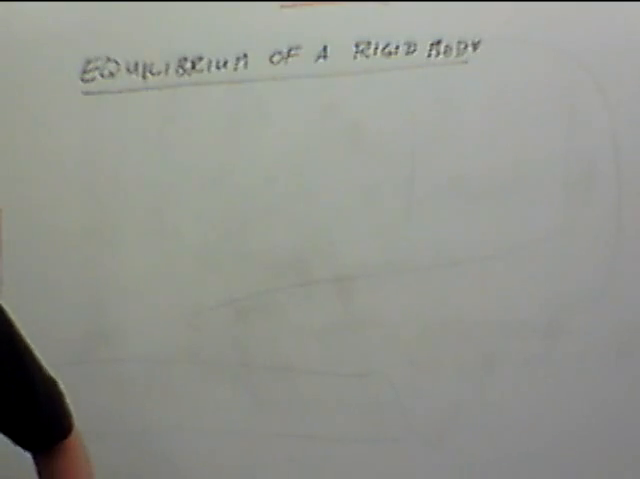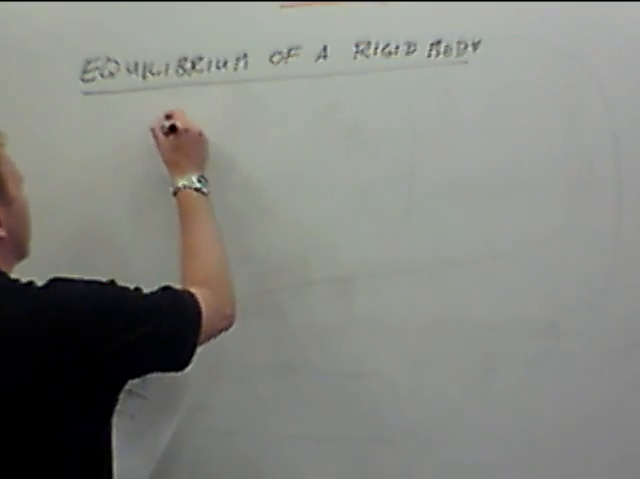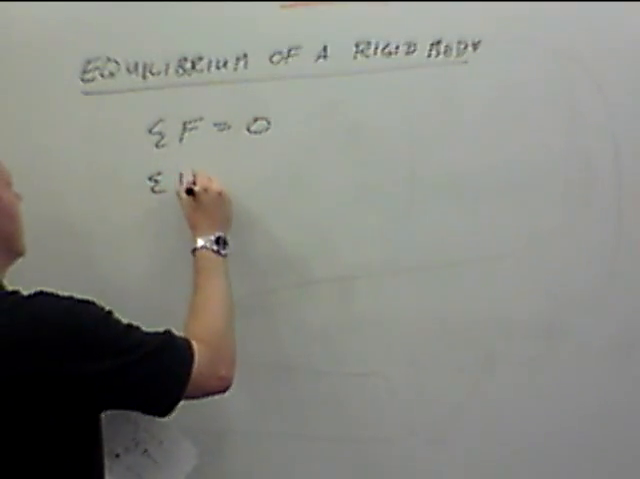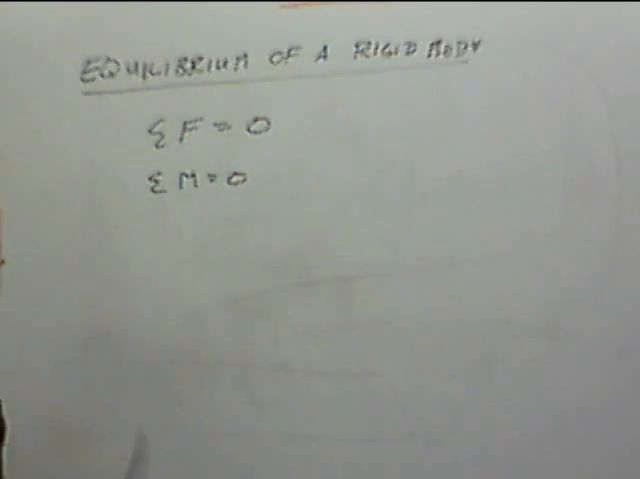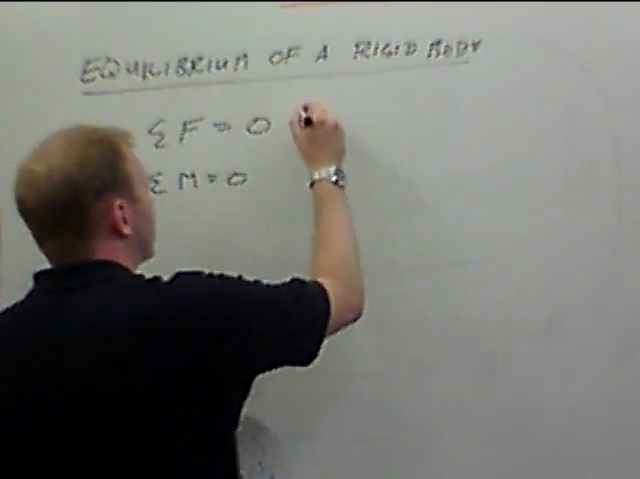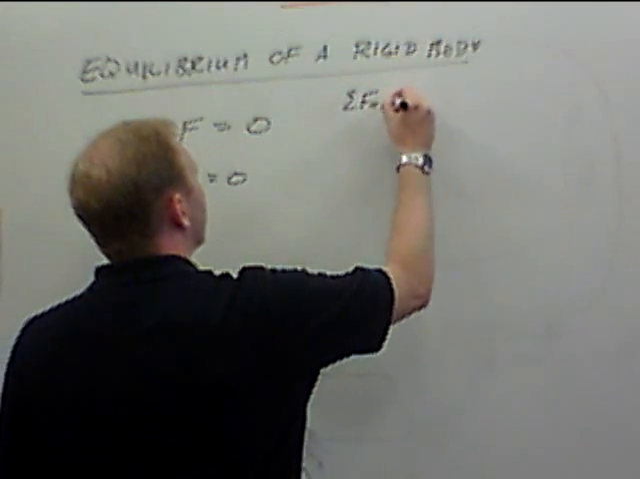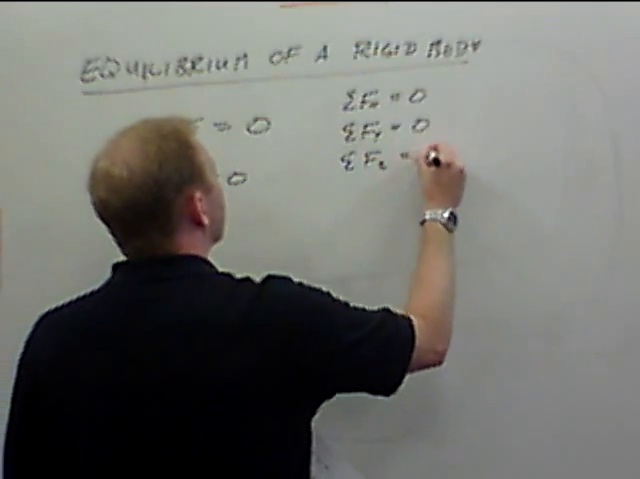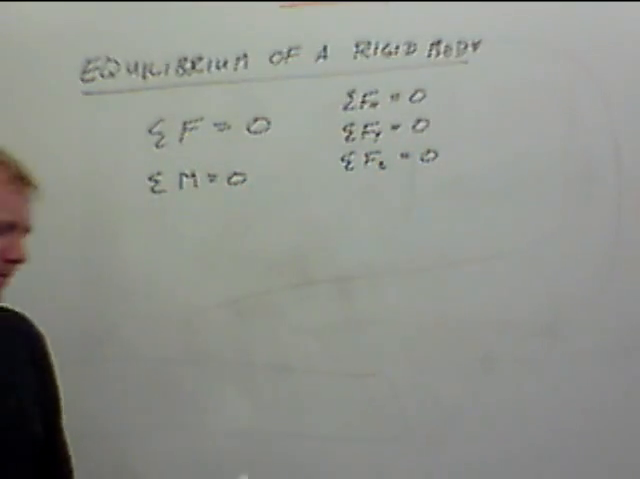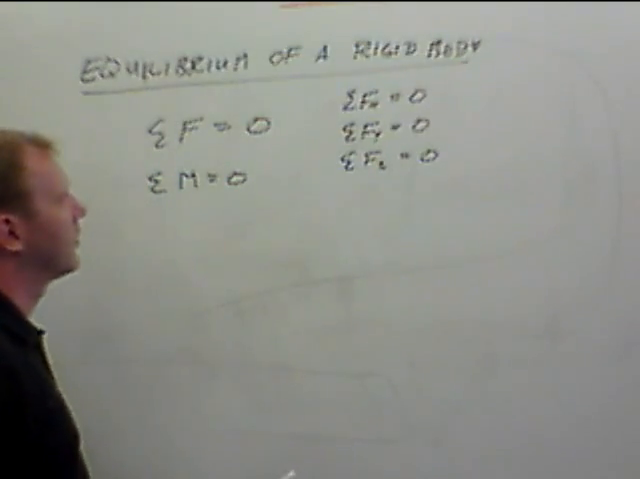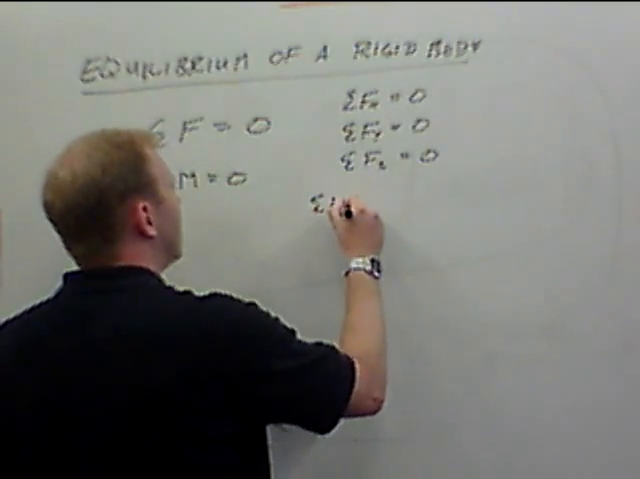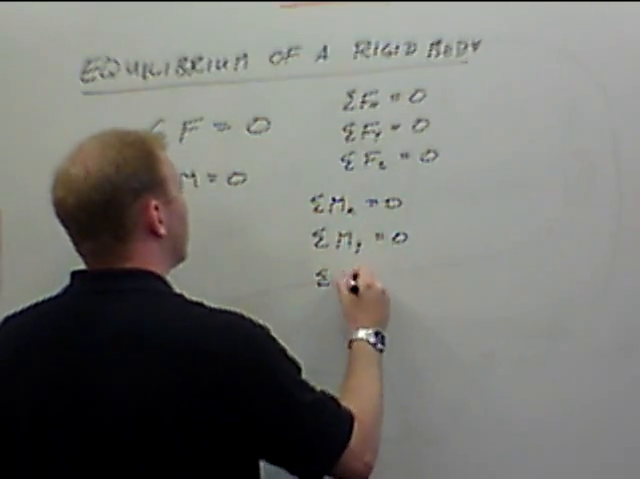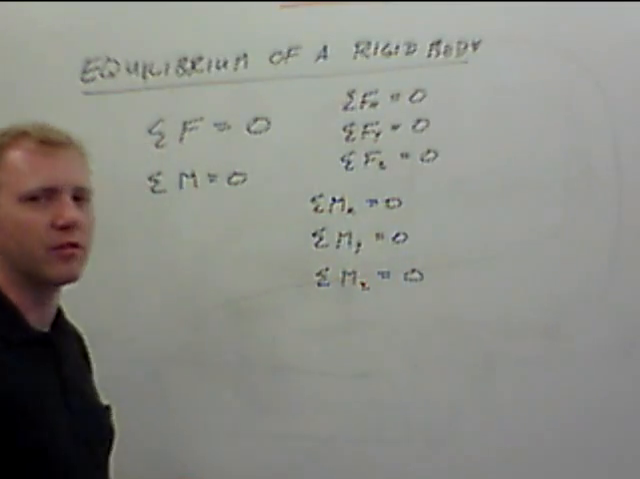That does mean we end up with summation of forces equals 0, which is the same as a particle. We also have summation of moments equal to 0. The nice thing about this, while we still have summation of forces, which we can split into summation of forces in the x equals 0, summation of forces in the y equals 0, and summation of forces in the z equals 0, we have the same 3 things for moment. We can take summation of moment about the x, summation of moment about the y, summation of moment about the z. All have to equal 0 as well.